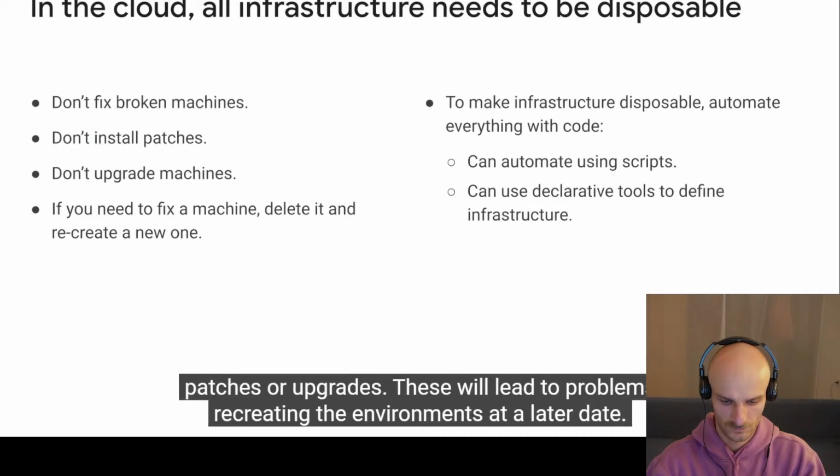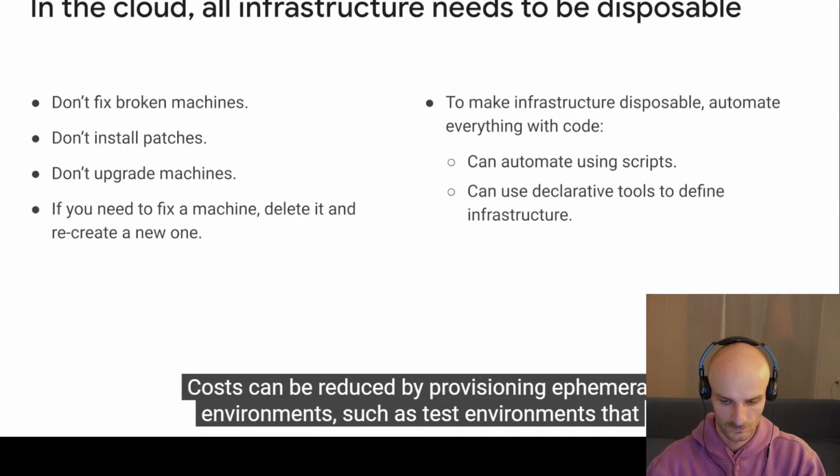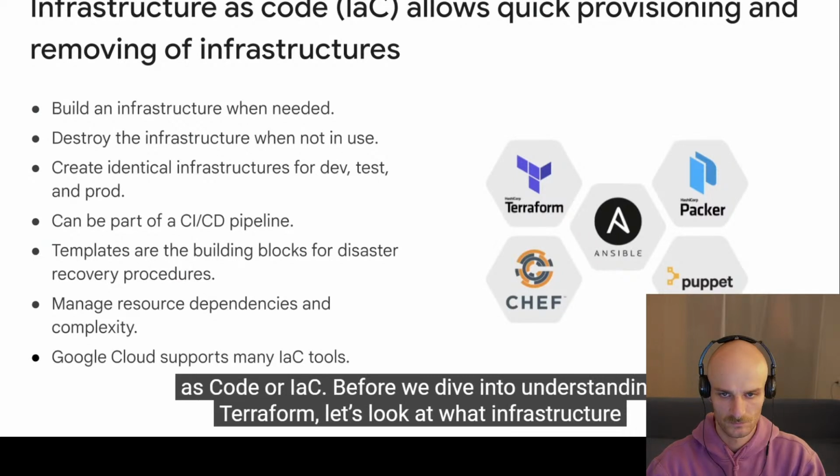These will lead to problems recreating the environment at a later date. If a machine requires maintenance, remove it and create a new one instead. Costs can be reduced by provisioning ephemeral environments, such as test environments that replicate the production environment. Terraform is one of the tools used for Infrastructure as Code, or IAC.